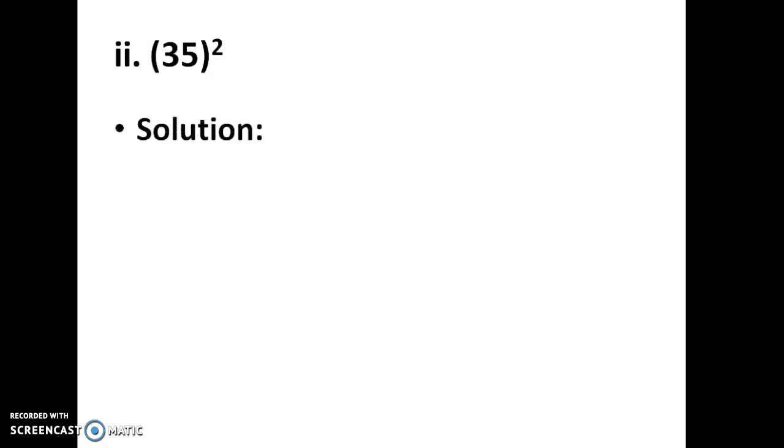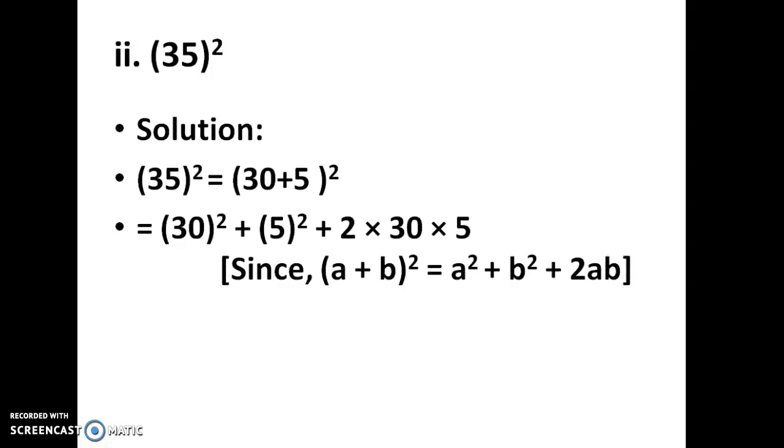Just split 35 into 30 plus 5 the whole square. Okay, use the formula a plus b the whole square. Okay, so your a square is 30 square, b square is 5 square, 2ab. So 2 into 30 into 5.